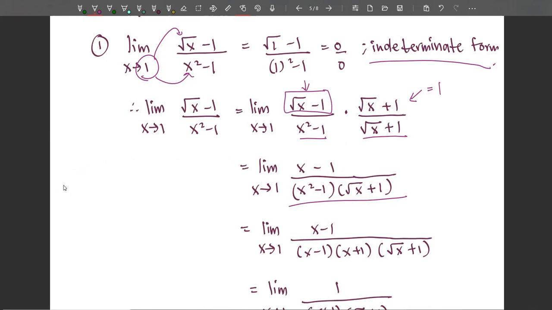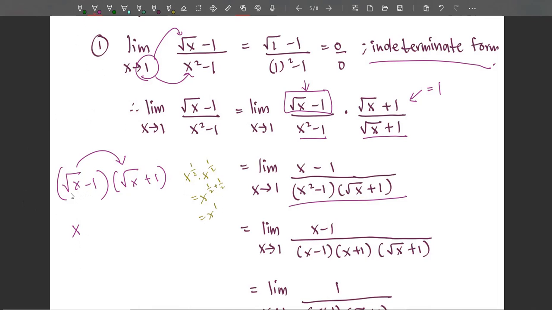Because, let me explain it a bit. Root of x minus 1 times root of x plus 1, we just expand it normally. Root of x times root of x is going to be x, because x power of half times x power of half is equal to x. Half plus half is equal to x power of 1. That's why it's become x.